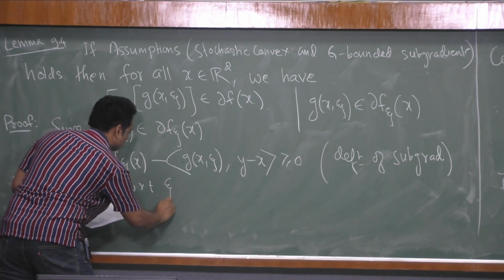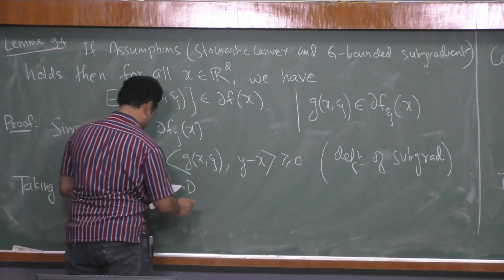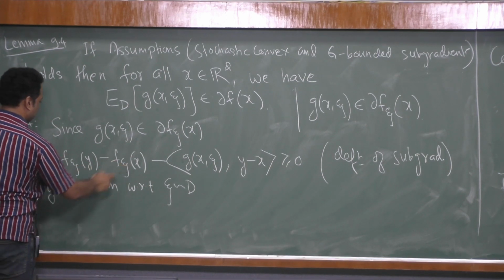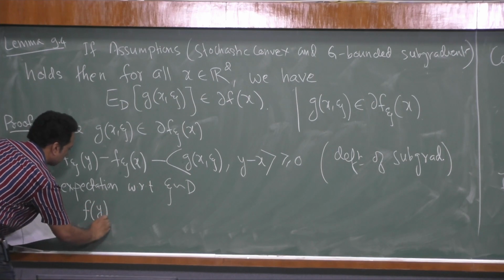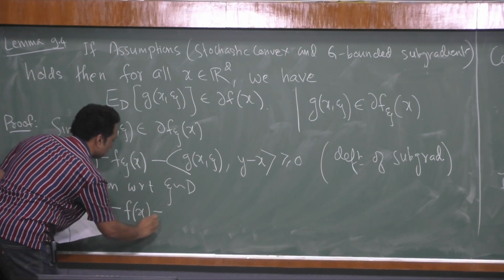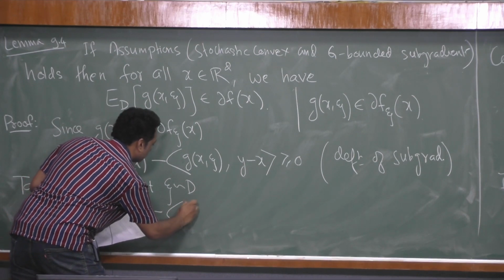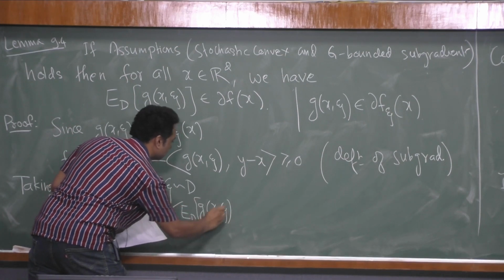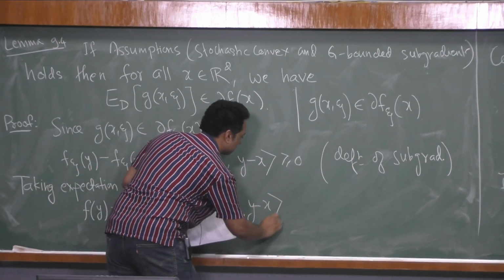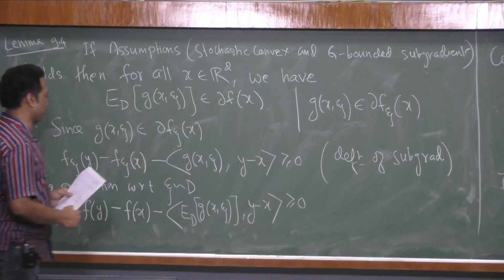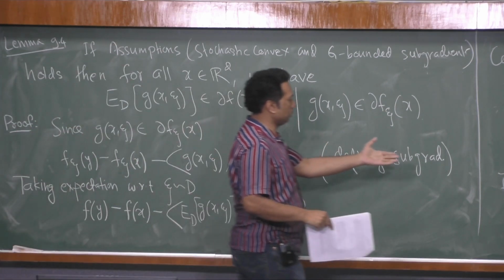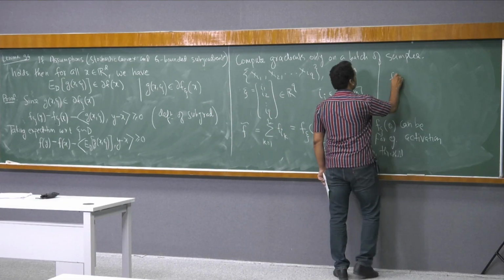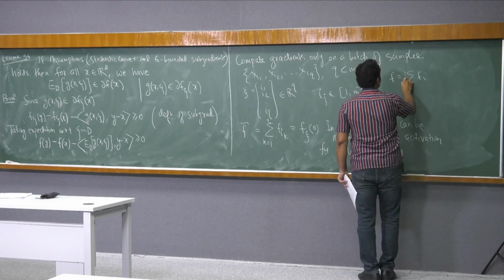So taking expectation with respect to xi, if we do that, then we have f(y) minus f(x) minus the expectation of G(x, xi) times (y minus x) is greater than or equal to 0. I mean, the way these are defined is in a normalized form, right? So we have seen this in a couple of places as well. So this is like the sum of f_i from 1 to m.